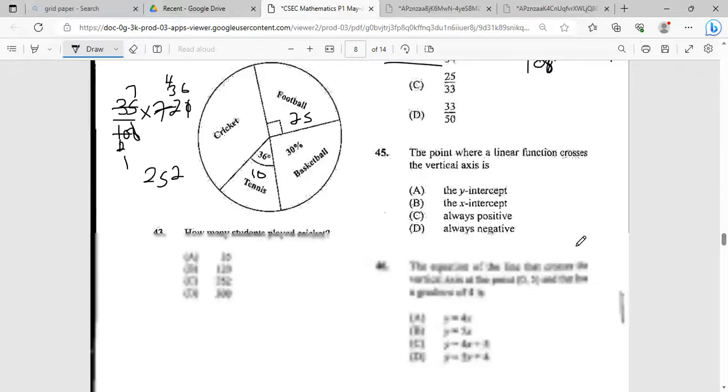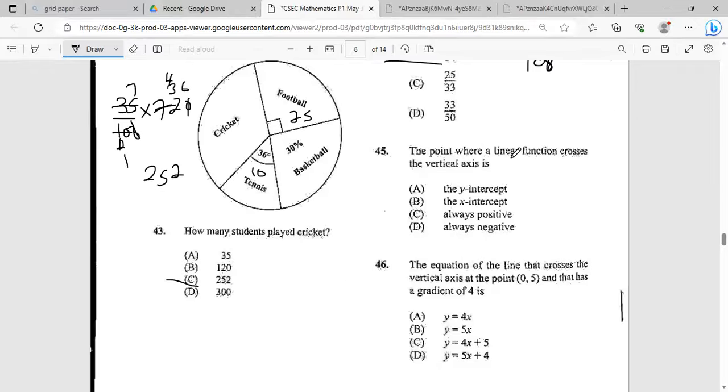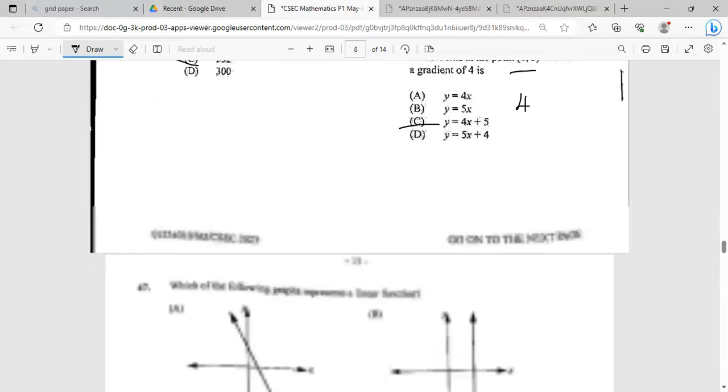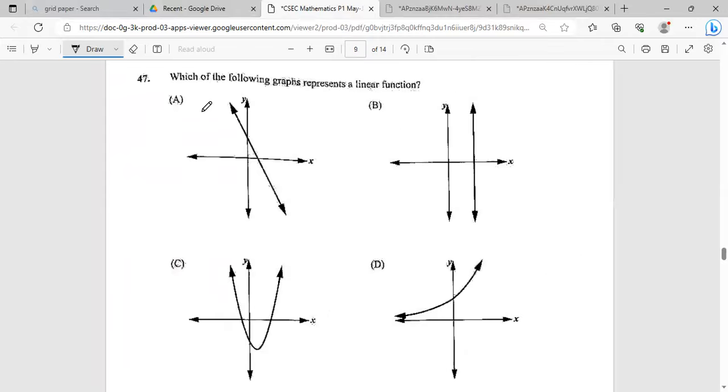I'm so tired. The point where the linear function crosses the vertical axis. Now the vertical axis of the line, all right? So that would be the y-intercept. The equation of the line that crosses the vertical axis, and that would be this. So we know the gradient of 4 and we know the intercept of that. We don't need no bugger chatting. And this is a linear function, all right? So we're not wasting time.